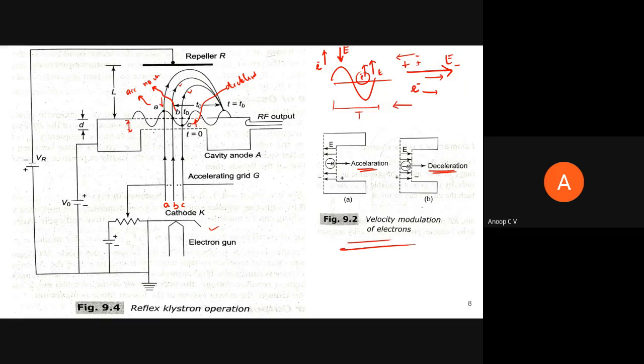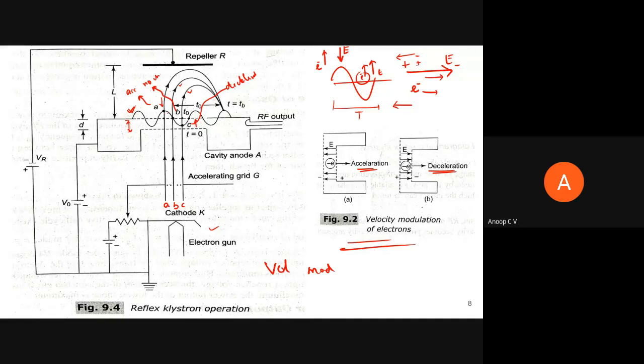This velocity modulation is done by the required frequency, which resonates at the resonant frequency of this RF cavity, right? So initially velocity modulation is happening. Then, by adjusting the repeller voltage, you can see electrons A, B and C. I just told them, right, I've taken samples.